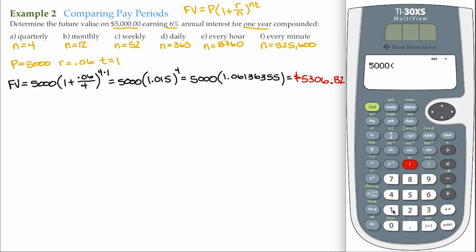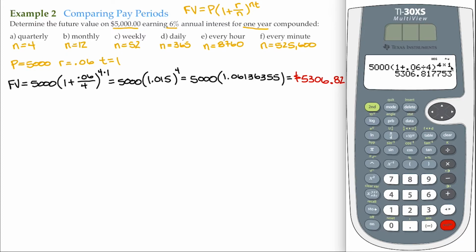Put in the parenthesis 1 plus 0.06 divided by 4, and then close off the parenthesis. So can you see how this looks just like this here? Here's my caret key. I'm then going to raise it, and I'll go ahead and do 4 times 1 power. Hit enter. And we have our $5,306 and, of course, 82 cents, which is what we came up with over here.